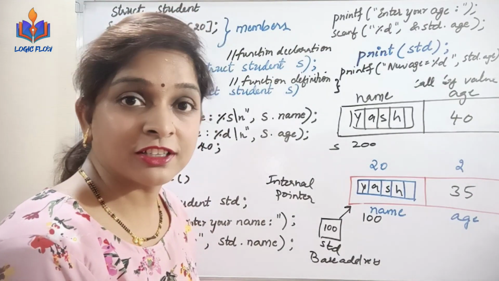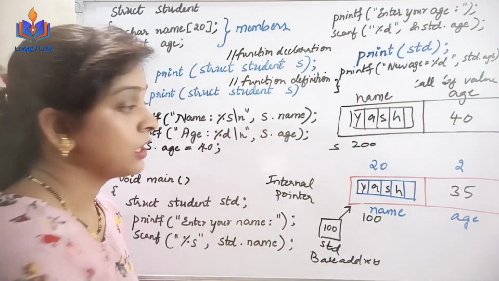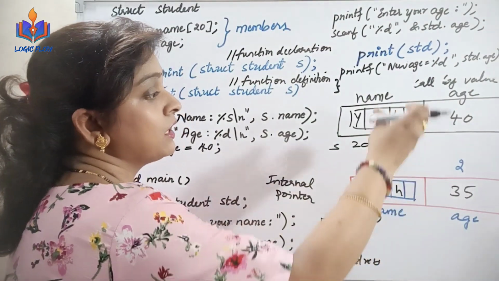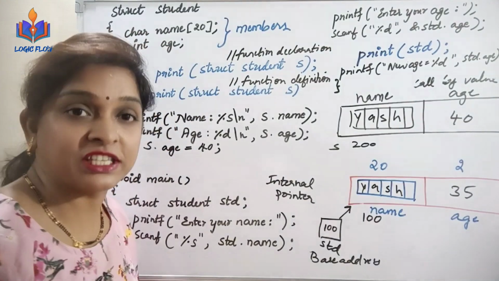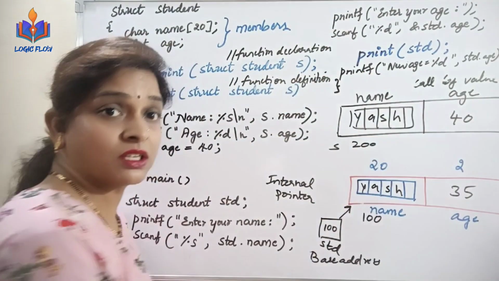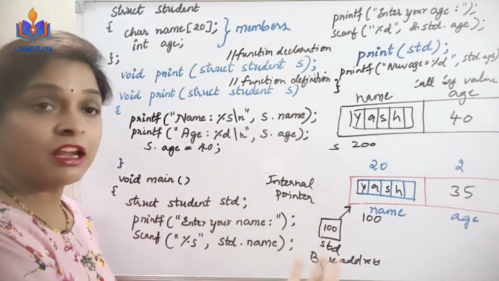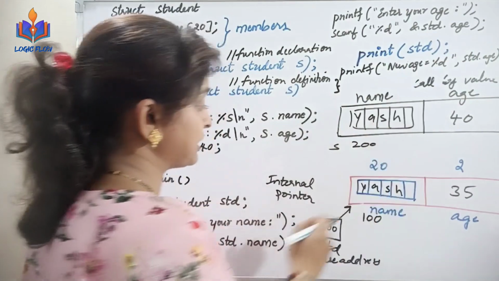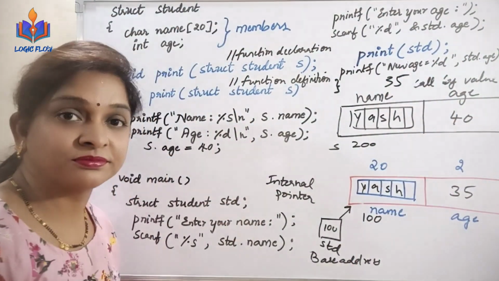Is that going to be reflected? No. std is different, s is different. The values of the structure are being copied to this new structure, s. So if I do the changes in this new structure, that's a new variable, s. And when I come back to my main function and try to print std.age, I am going to get 35 itself. Got it?